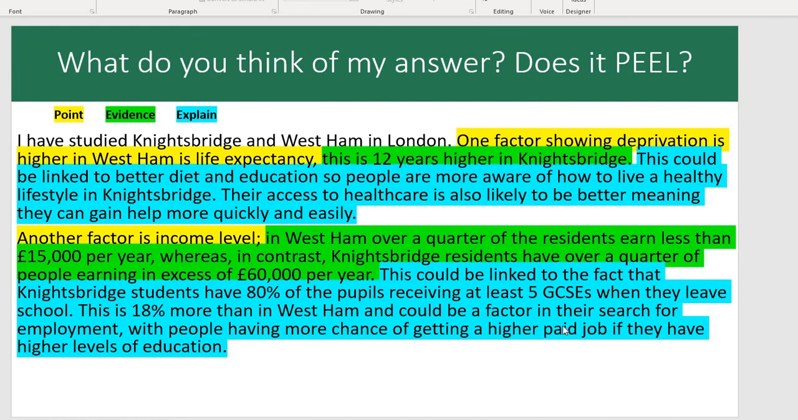So have a look at your own answer, see if it maybe needs a little bit of improvement. As always, if you're stuck, you need a bit of help or support, then please do email your teacher, stay in touch with us and let us know how you are getting on.